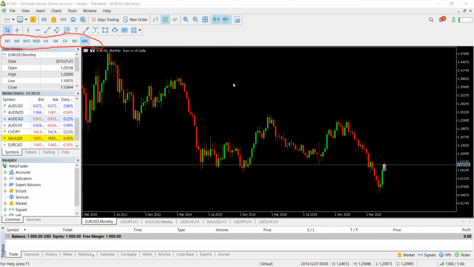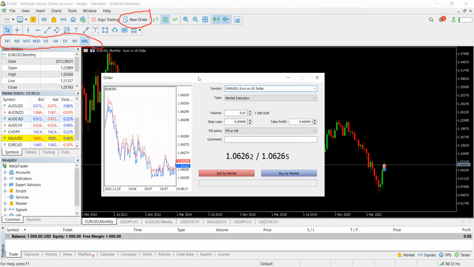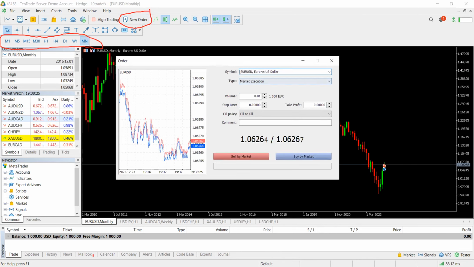Okay, so let's say you've done your analysis and then you want to sell with instant execution. How do you do it? Right at the top over here, you see New Order. So this is where you go to place an order on PC. So click on New Order. When you click on it, you see this dialog box right here, right? The symbol shows you the EUR/USD.